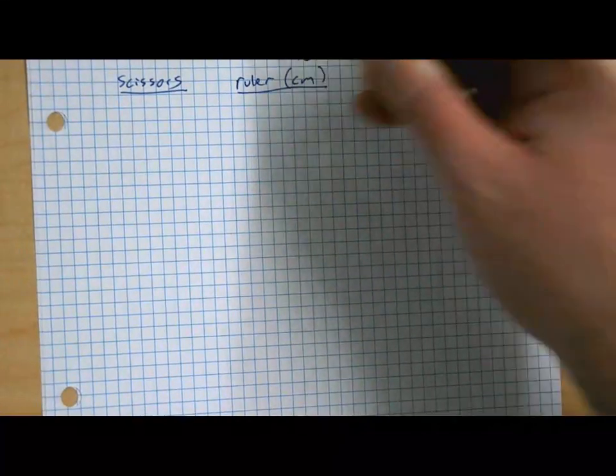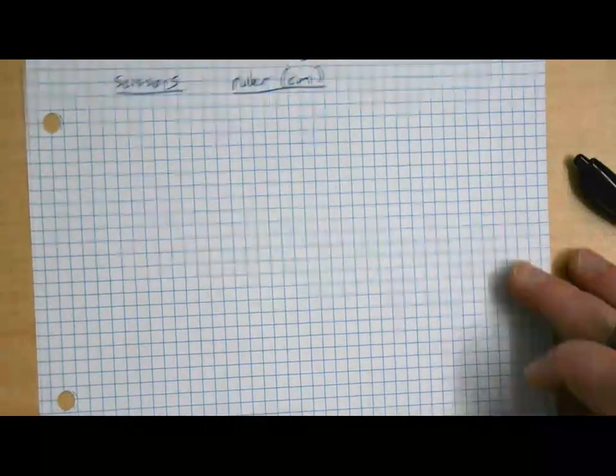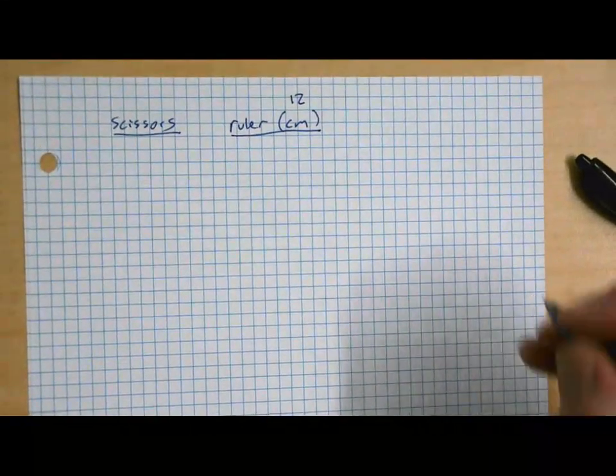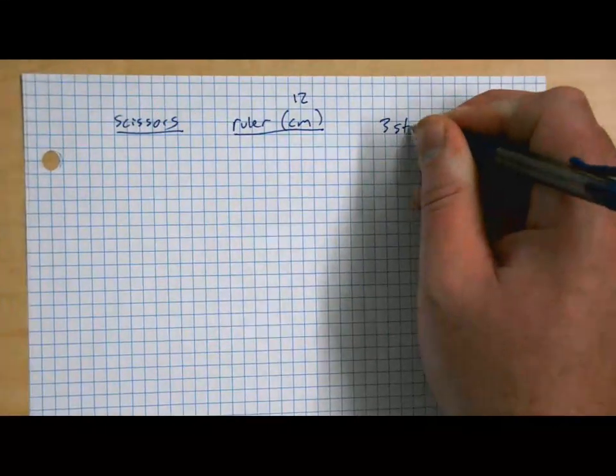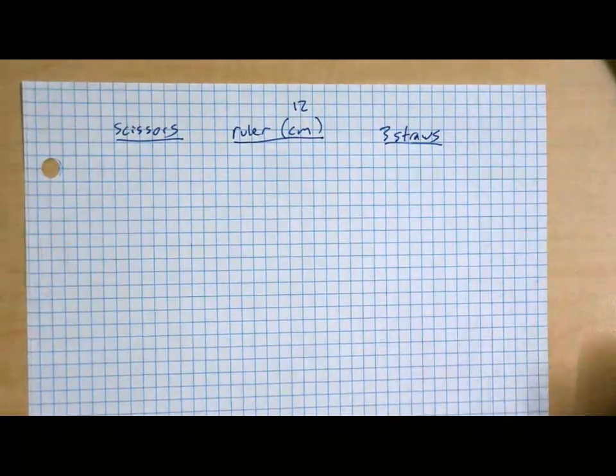I've got a little tiny baby ruler here someplace. It's just not big enough. And then you're going to need 3 straws. All right, a ruler, scissors, and 3 straws.